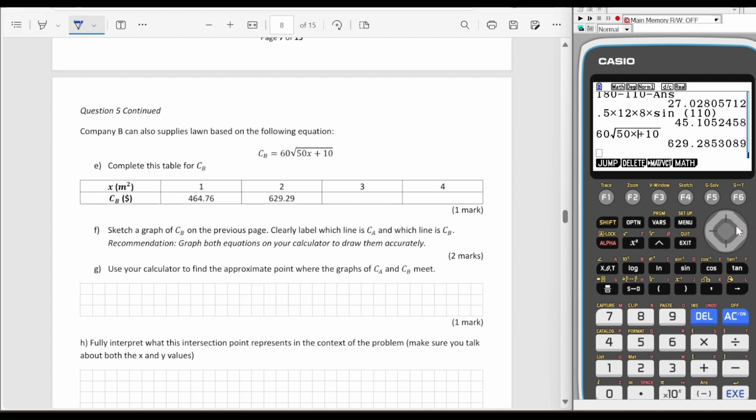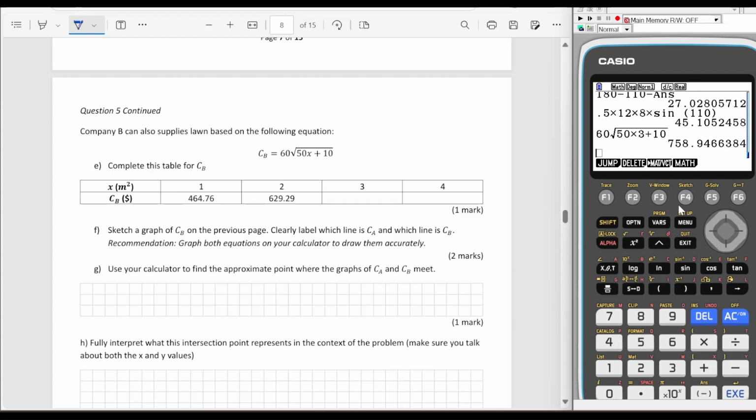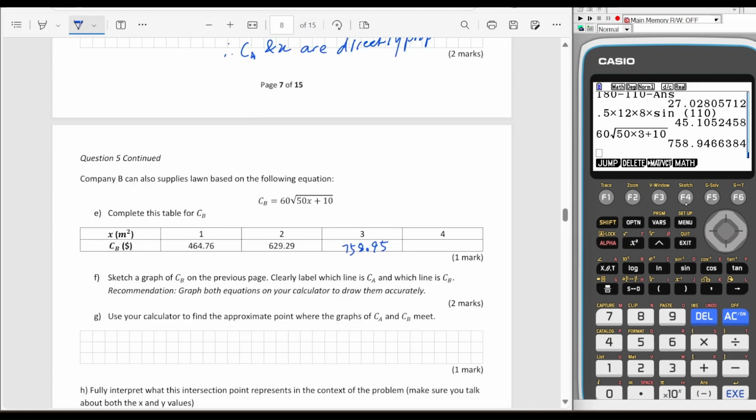50 times 3, 758.95. And if we go times 4, and S to D that, 869.48.